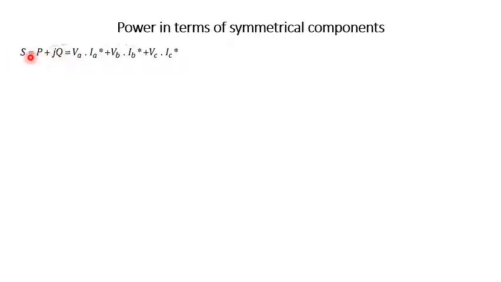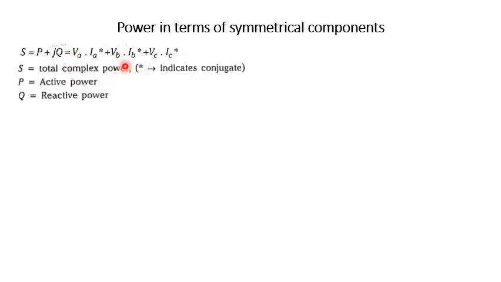So apparent power is equal to active and reactive power, with respect to the voltage and the current. Here S is the total complex power, P is the active power and Q is the reactive power, and the star indicates the conjugate. Just rearranging this equation and writing it in matrix form.